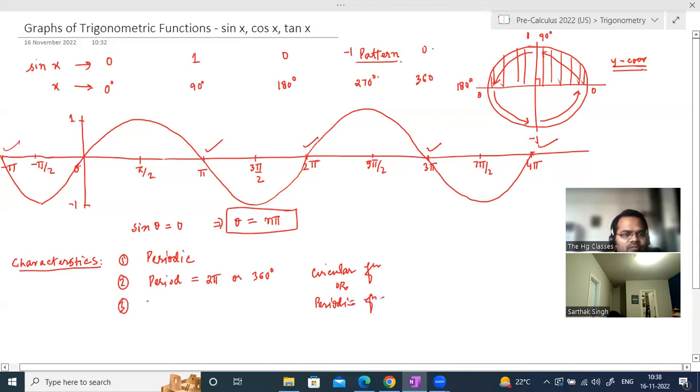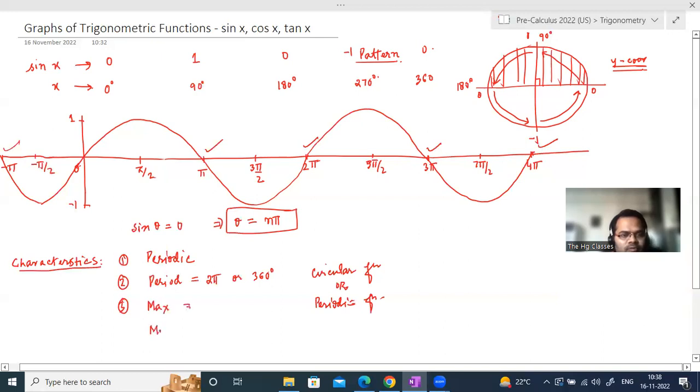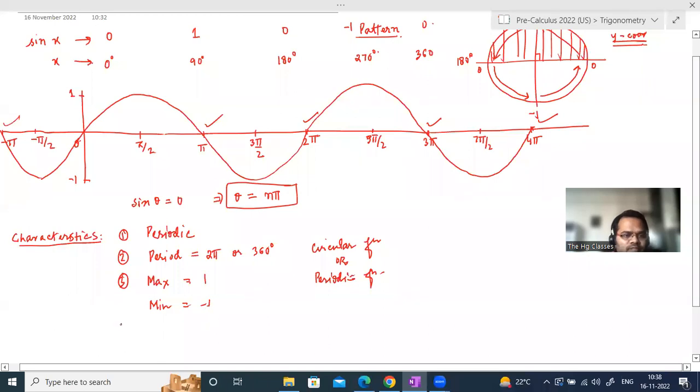Third observation. What is the maximum or the minimum value? 1 and -1. Fourth characteristic. Sine theta is 0 when theta is n pi.